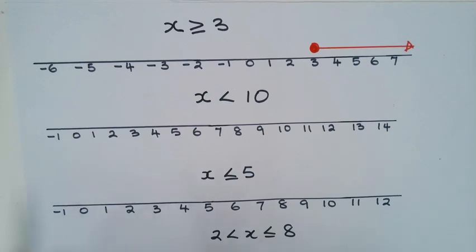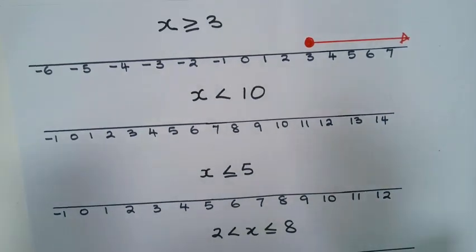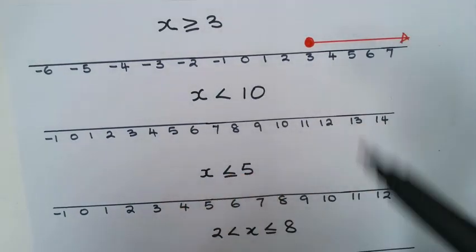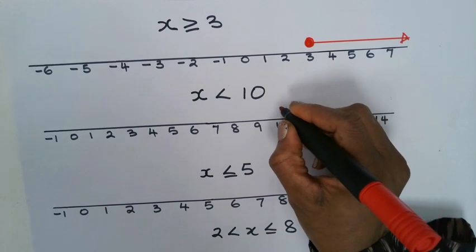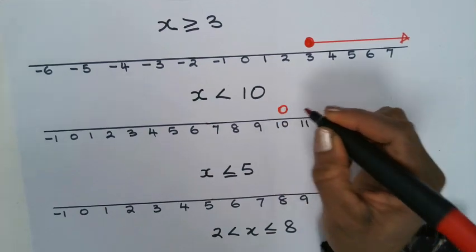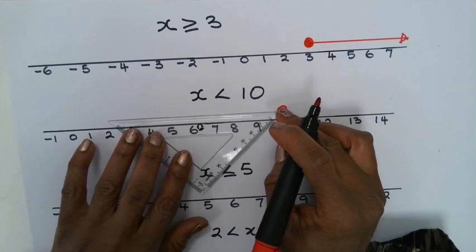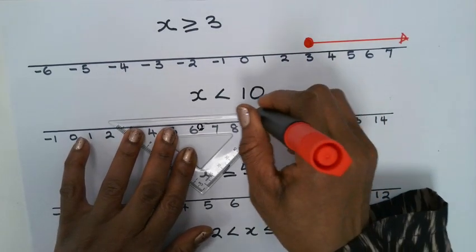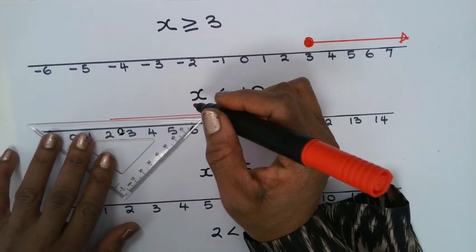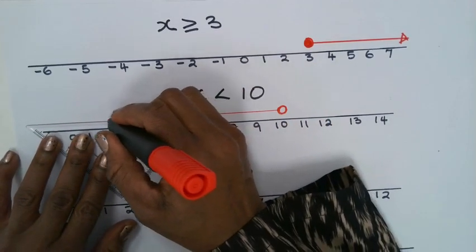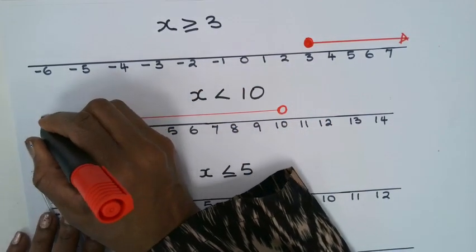Now let's look at this one. x is less than 10. So x is less than 10. We're going to be drawing the open circle. And then because it's less than 10, the arrow will have to go towards the negative side.